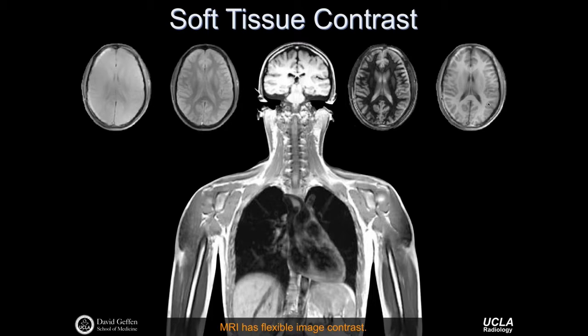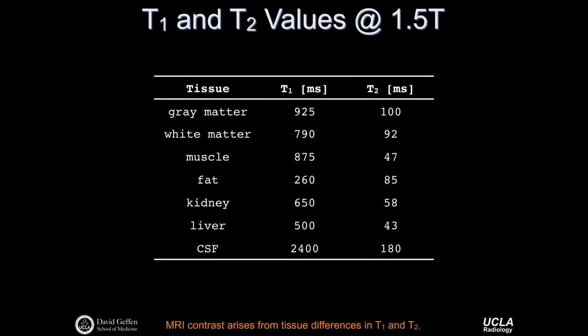The question is, how do we manipulate the MR signal such that this image contrast becomes visible to us in the images we obtain? And what underlies that is the fact that tissues have different T1 and T2 relaxation times. So MRI contrast arises from tissue differences in T1 and T2. And this is just a table of values at 1.5 Tesla. And we can see that gray matter and white matter, for example, have different T1 values and different T2 values.